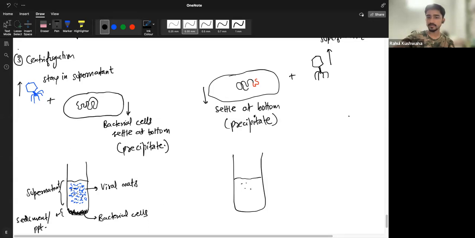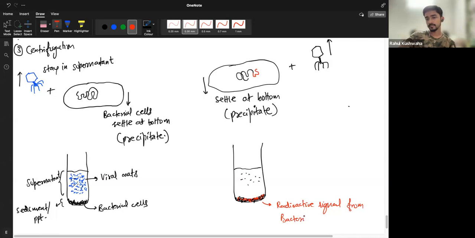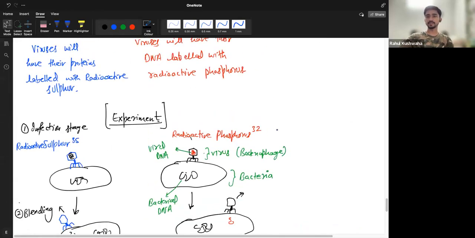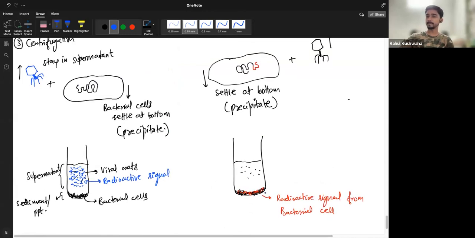Whereas in this case, you will have the same thing and the bacterial cells will sediment like this. And here you will see the radioactive signal from the sediment, from the bacterial cell. Whereas in the other case, you will have the radioactive signal from the supernatant. Now, what does this mean? What was marked in the second case? Phosphorus, and phosphorus is in the DNA. And that got inside the bacteria. That's why it sedimented, and we are seeing the signal from the sediment.